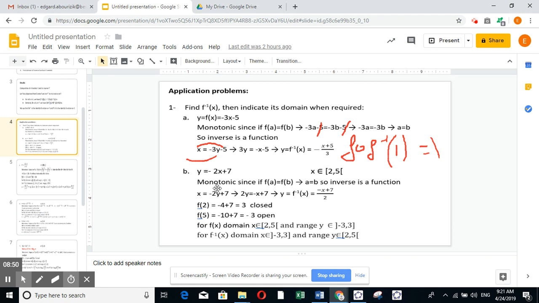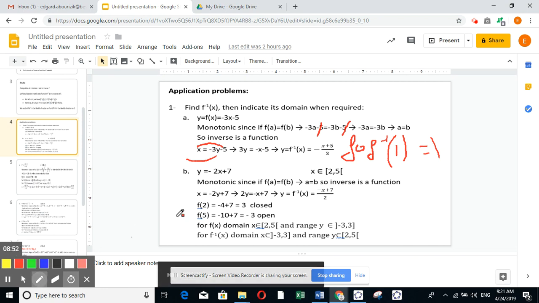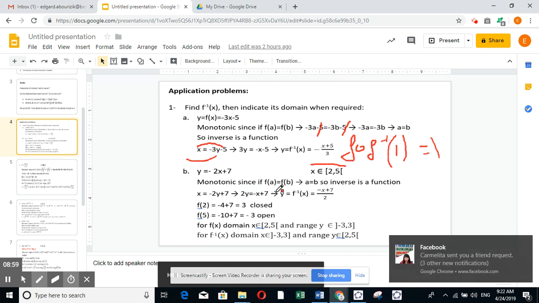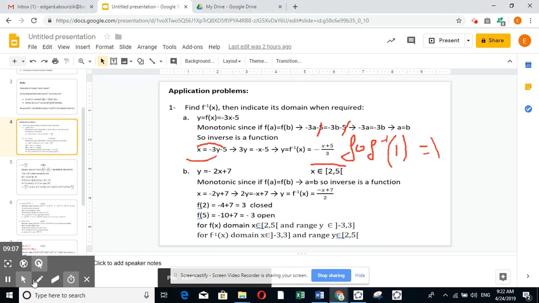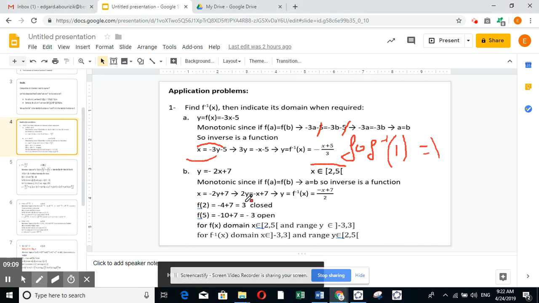Here in the second one, same story, but the difference between the one up and the one down is that here I have a domain from 2 to 5. First of all, this is monotonic. Check it by yourself. So here we replace x by y and y by x. So you're going to get 2y equals minus x plus 7, and this is the inverse function.